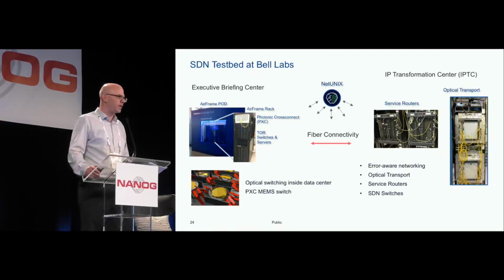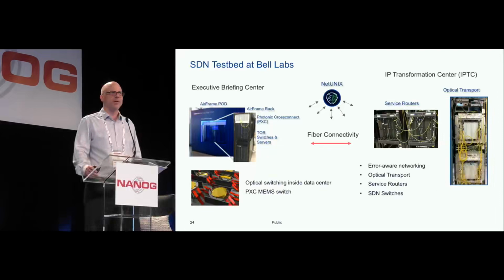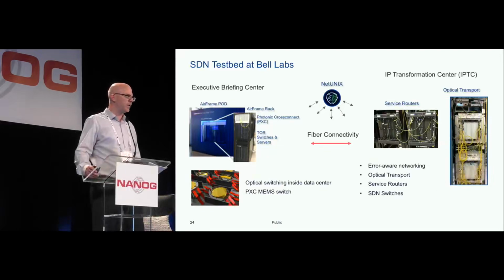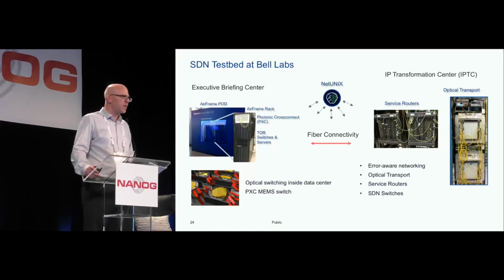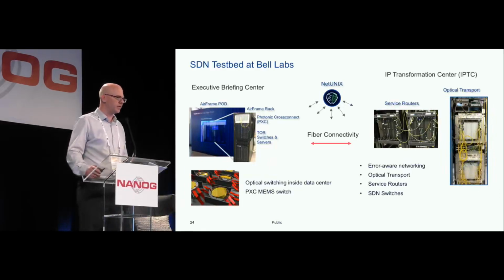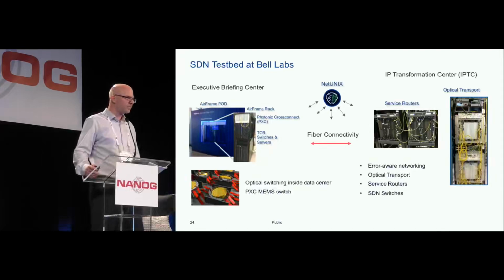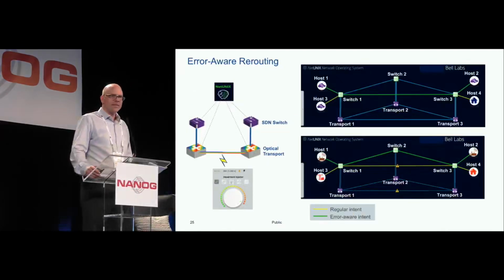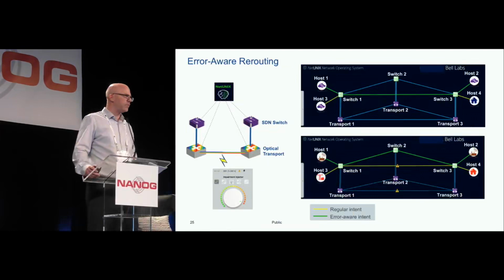We have a photonic cross-connect, which is a prototype MEMS switch that is under development. And then we have connectivity to another area where we have service routers and optical transport and SDN switches. And now we can demonstrate these kinds of applications running on a network. This is the demonstration of error-aware rerouting.